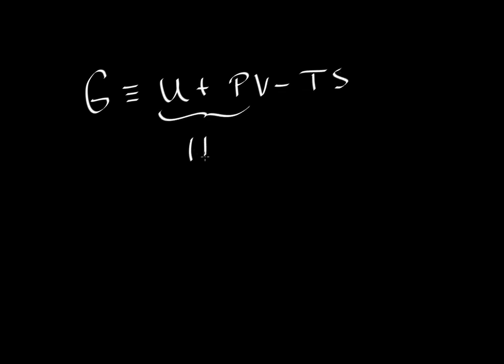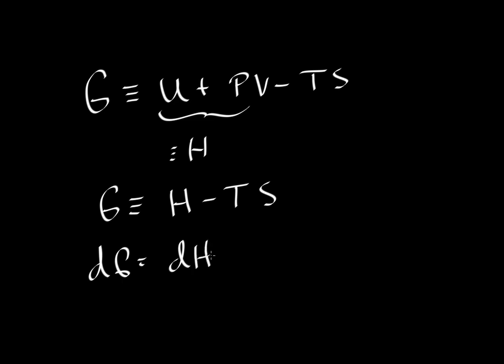Well, let's take a look at the way we defined Gibbs free energy originally. Not us, but rather Josiah Willard Gibbs. He said G is equal to U plus PV minus TS. And in another video, we explained how U plus PV is defined as H. So we can rewrite G as being defined as H minus TS. Let's use the differential form. So that means dG would be equal to dH minus TdS and minus SdT. So that's really the full form of the equation.